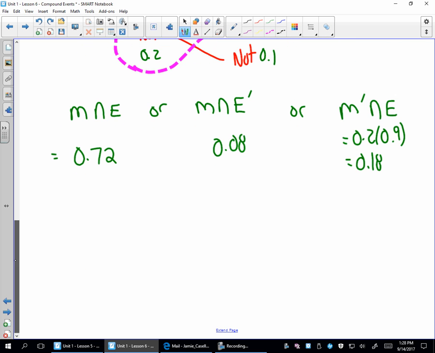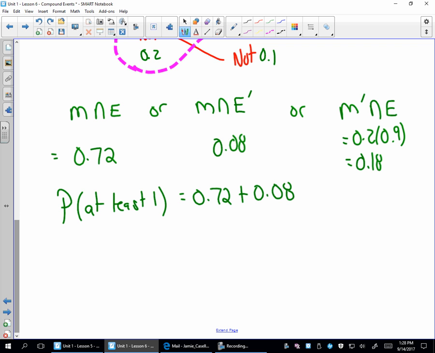So to pass at least one class, I'm going to have to add 0.72 plus, because it's a different situation, or, 0.08 plus 0.18. And I'll get my answer as 0.98. There's a 98% chance he'll pass at least one.